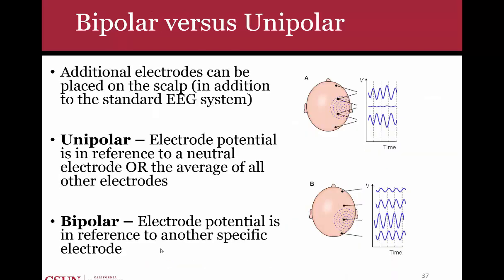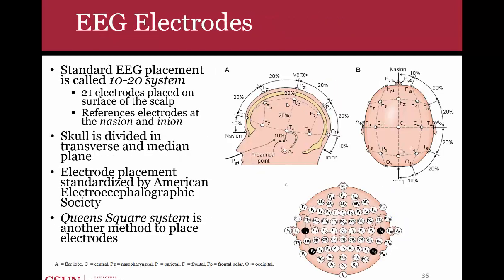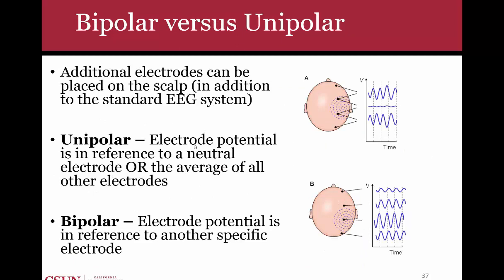Okay, you can have bipolar versus unipolar. All that means is that in the unipolar fashion, the electrode potential from one electrode is in reference to a neutral electrode. So that would be like the Nasion or the Inion. Or they can be in reference to the average of all the other electrodes. In bipolar, you would be measuring the electrode potential between two specific electrodes. So this is most like the ECG that you saw during the actual lecture.